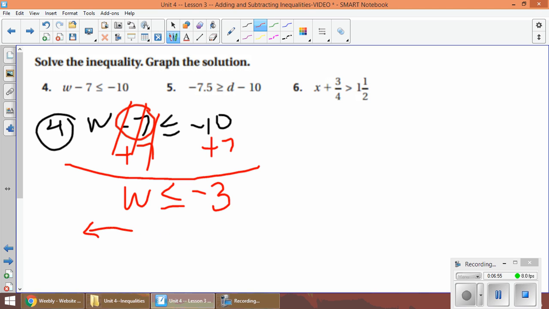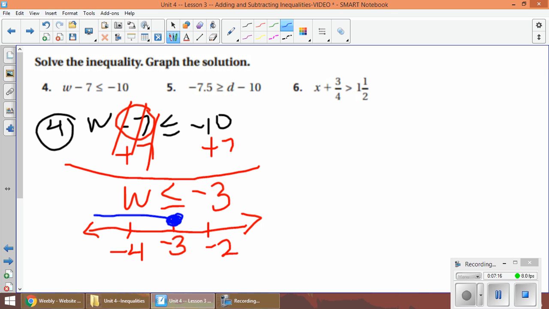Okay, my graph, here's -3, left is -4, right is -2. Since it's less than or equal to, we're going to use a closed circle, and we're using closed because it's also equal to. Less than means we go to the left. So there's number 4. I'm going to erase this now, so if you still need it, pause now.